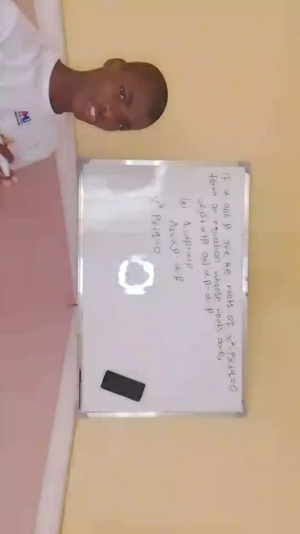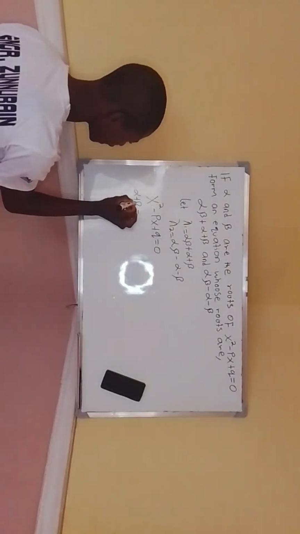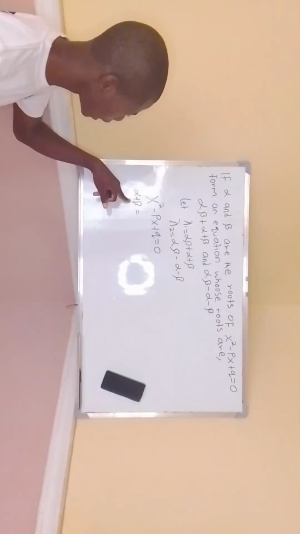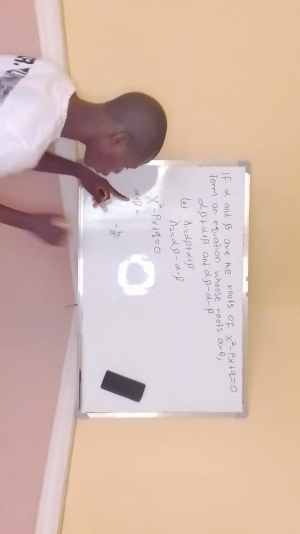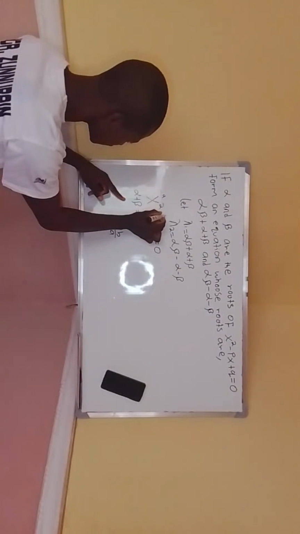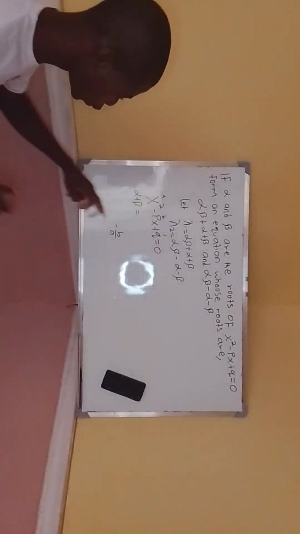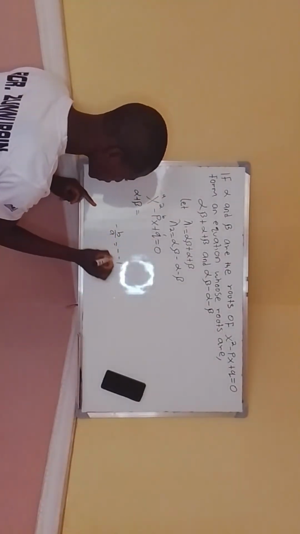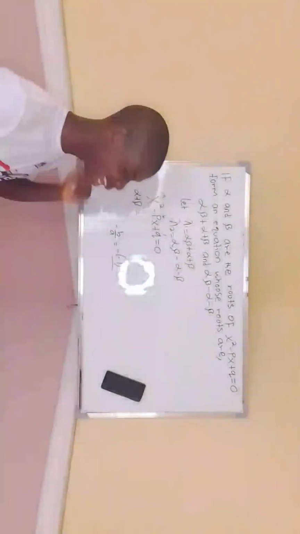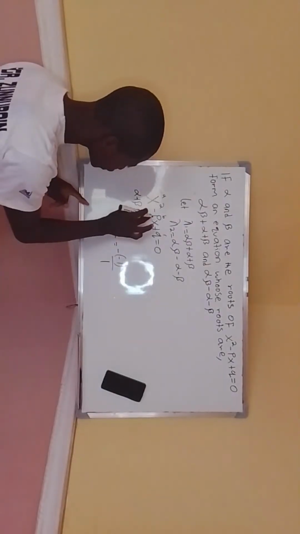We have to first find the sum of the roots and the product of the roots. The sum of the roots, alpha plus beta, is minus b over a. This is the value of a, this is the value of b, and this is the value of c. So the value of b is negative, and it is divided by a, which is 1.